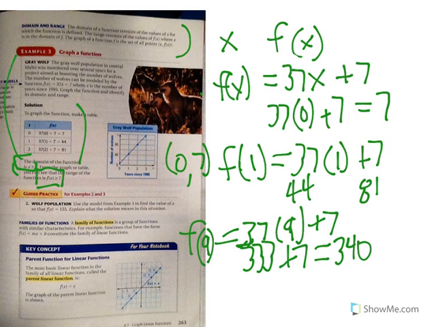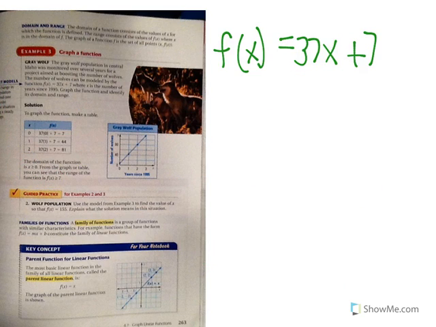But in terms of the actual domain, the domain is going to be x greater than or equal to 0. And the range is going to be f of x greater than or equal to 7. And that's what starts it.